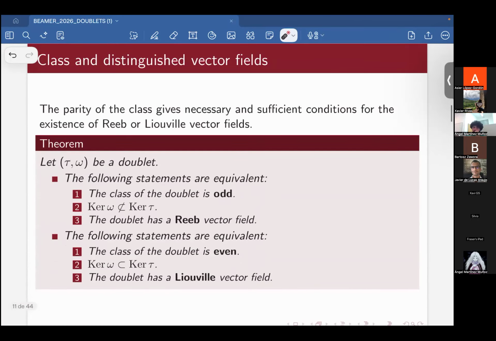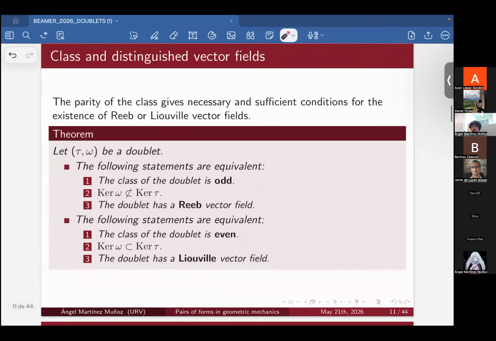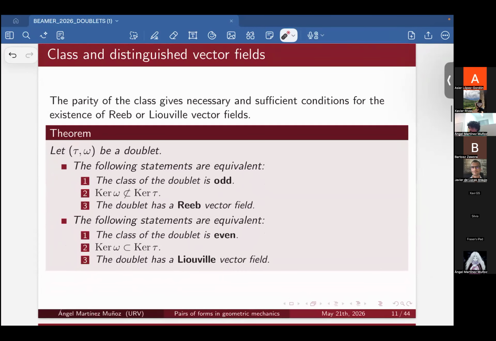Well, because these vector fields are actually related to the parity of the class. This would be the main theorem of the paper, which tells you that the following statements are all equivalent. If we consider a doublet which has odd class, then this is equivalent to this condition here. This is what we saw, just applying the annihilator on both sides. But remarkably, this is also equivalent to having a Reeb vector field. So odd class if and only if you have a Reeb vector field.